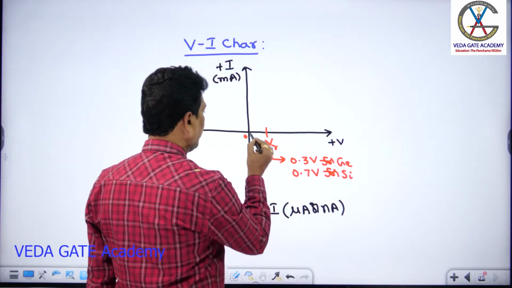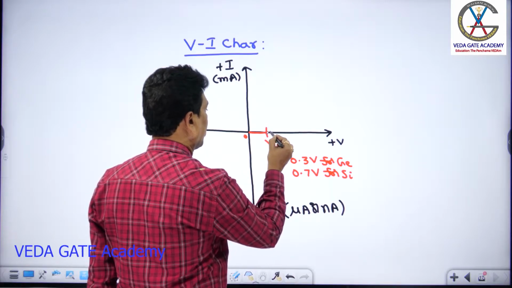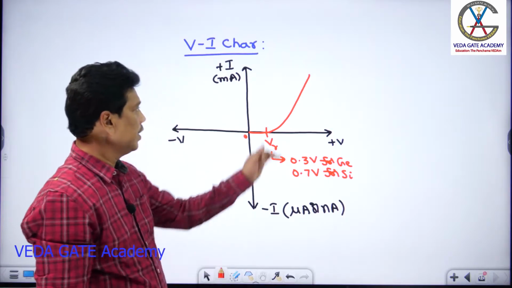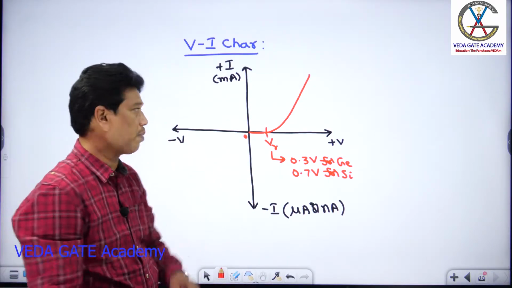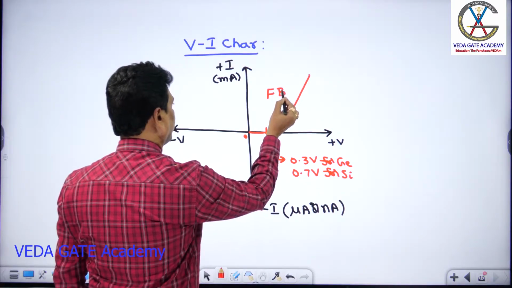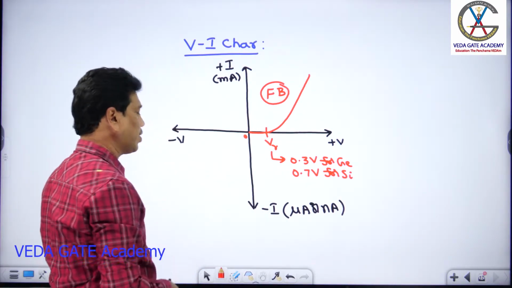So this is the VI characteristics of a diode under forward bias. Once the applied voltage crosses the cut-in voltage, the current in forward bias increases exponentially, where the diode can act as a closed switch. This is the forward bias case.